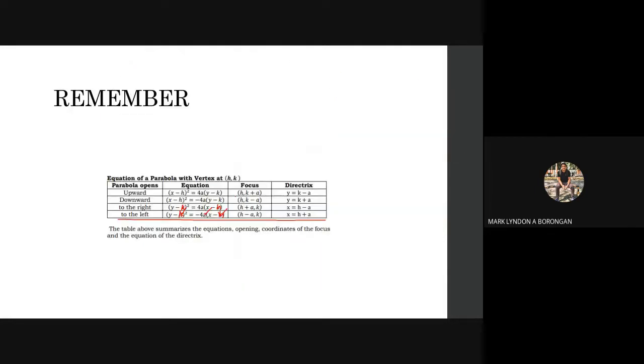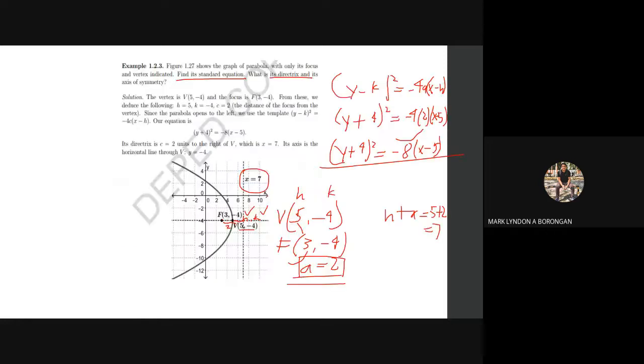The axis of symmetry is the horizontal line through V, which is equal to Y equal to negative 4. It's a horizontal line, so we base it on Y. Okay?